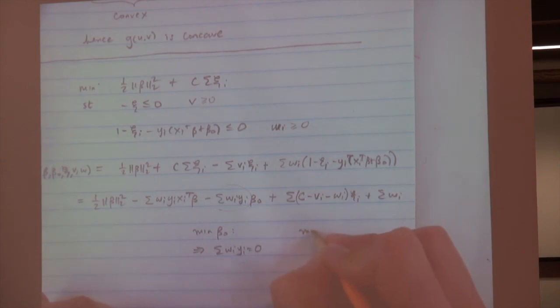How about minimizing over the psi i's? I get that for the same reason, right? Each of these terms must be equal to 0.